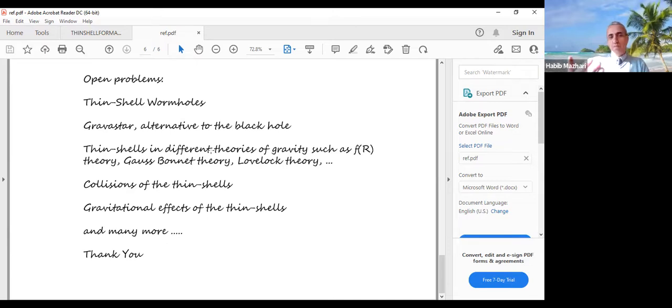An application of the theory is in making thin shell wormholes. You can find plenty of papers on the internet. Also gravastars, other types of black holes without singularity, regular black holes, and other applications are given here. You can find more on the internet.